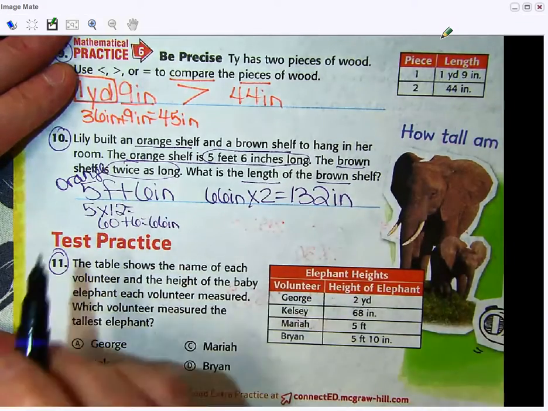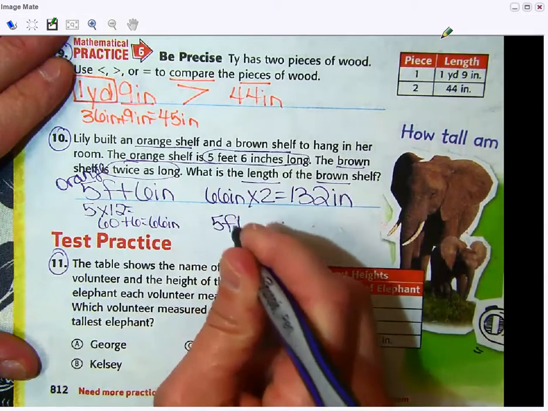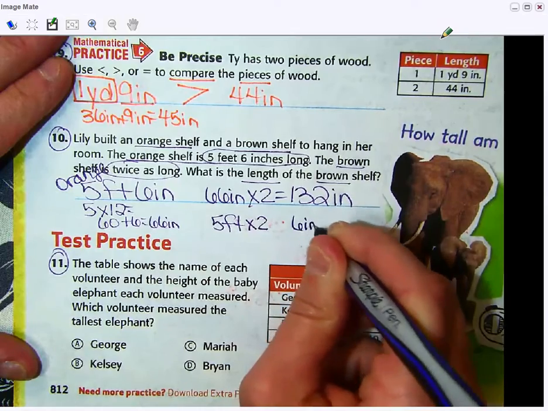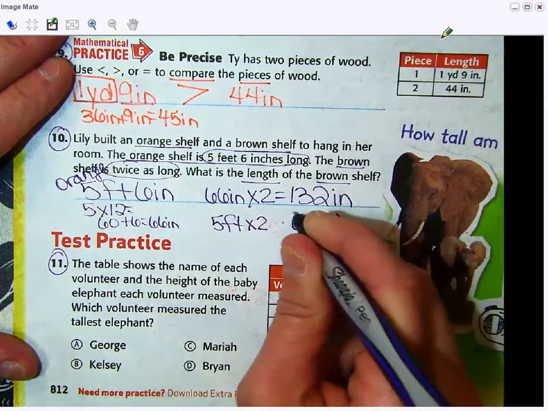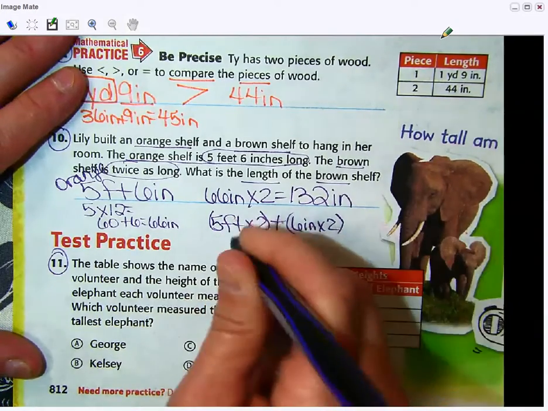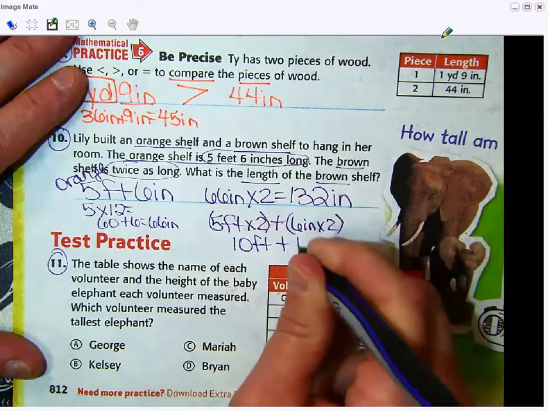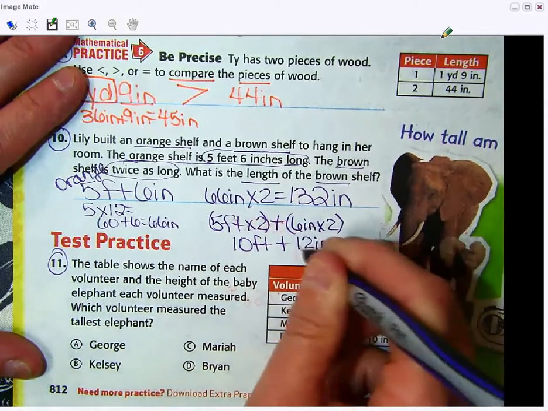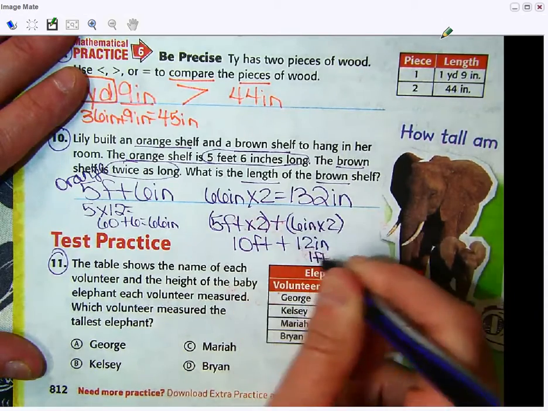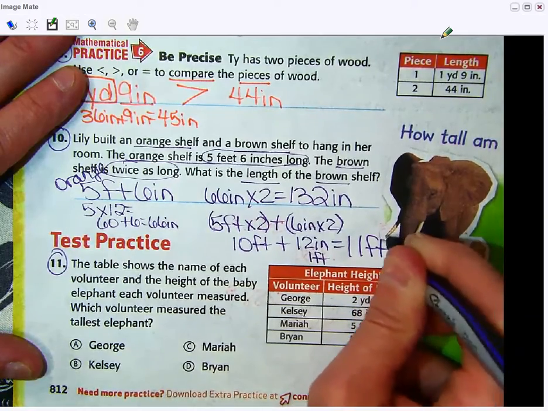So another way that you could solve is to go ahead and take the 5 feet and multiply it by 2, and take the 6 inches and multiply it times 2, and then you're going to add those totals. So 5 times 2 is 10 feet, plus 6 times 2 is 12 inches, and we know that 12 inches is actually equal to 1 foot. So 10 feet plus 1 foot is a total of 11 feet.